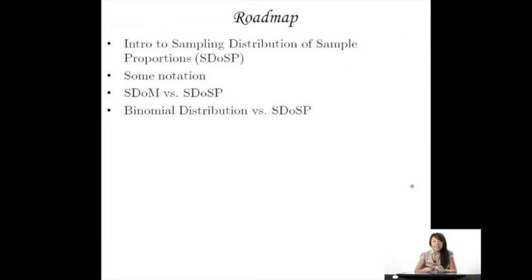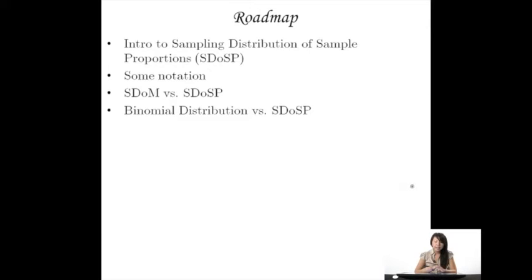All right, so first thing we're going to do is just introduce ourselves to the concept of sampling distribution of sample proportions. And this is just me, this is not like everybody in statistics, but I'm just going to call it SDOSP for short, so that we don't have to keep writing out sampling distribution of sample proportions. Then we're going to go through some notation.